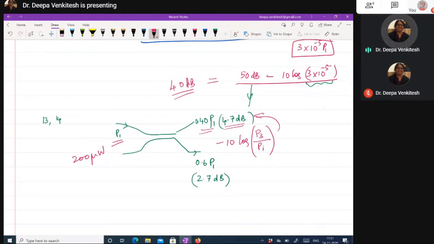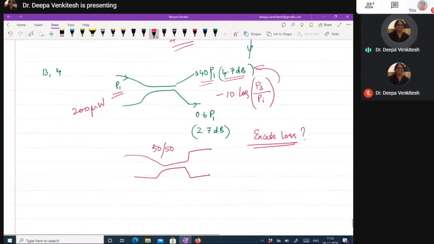Now, what is excess loss? I'll explain it not for this problem but for a 50-50 coupler; you can do it for this problem. If it is a 50-50 coupler, I would expect P1 to become P1 by 2 and P1 by 2 here, which means I expect a 3 dB loss.